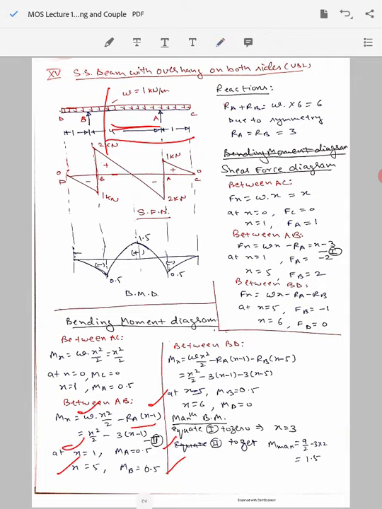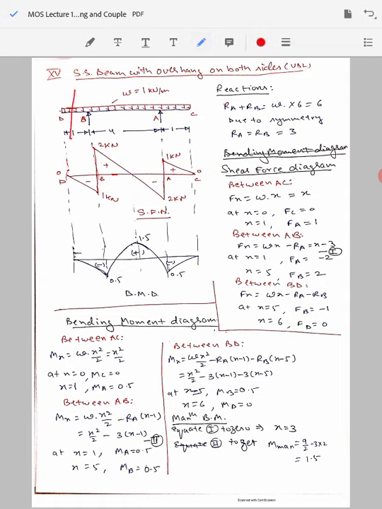Finally, for the span DB, if you cut the beam between D and B anywhere, WX square by 2 is there from the previous equation, RA into X minus 1 was also there, and then there is a new term appearing, that is RB into the distance between this point B and the cut section, which is X minus 5. So you get RB into X minus 5 with the negative sign here, which when evaluated for X equal to 5 will give you MB as 0.5 and MD as 0.